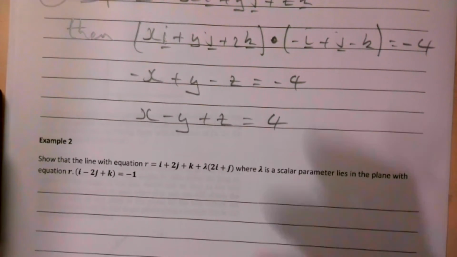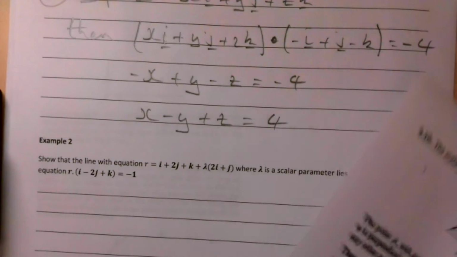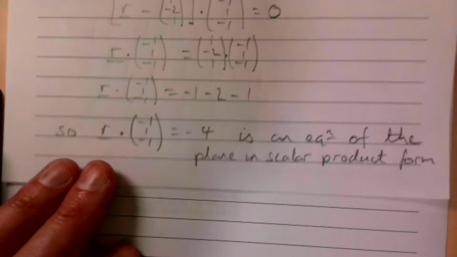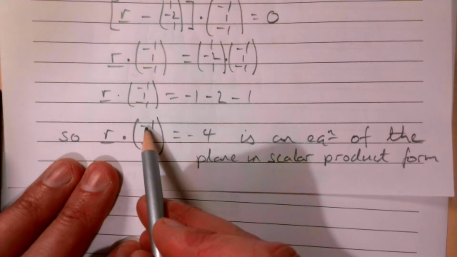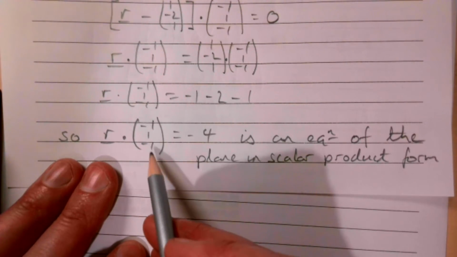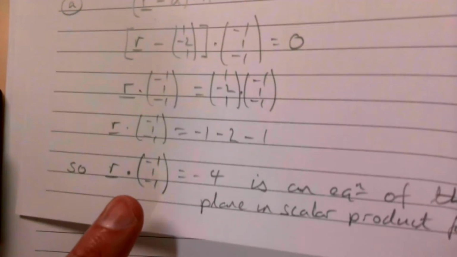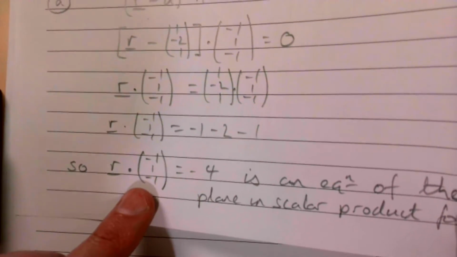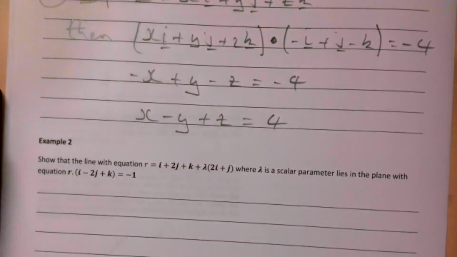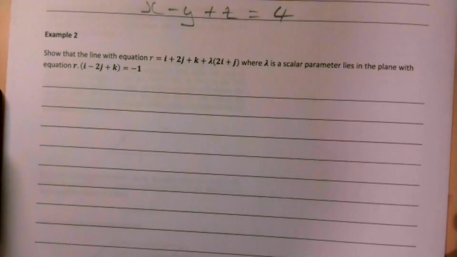It's very straightforward really. If you have the r dot n form of it, I can tell straight away that that's just going to be minus x plus y minus z is minus 4. And that's it, kind of straight from that. If you have the equation of the plane in this form here, it's very, very easy then to get the Cartesian version of that.